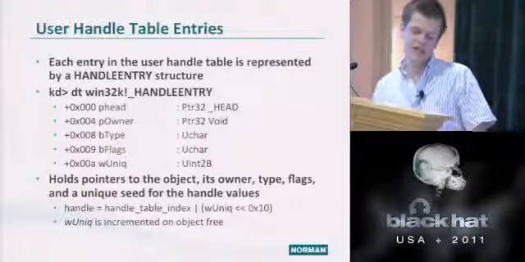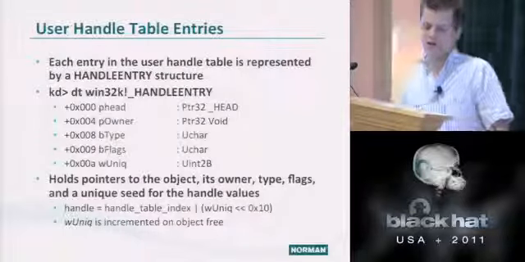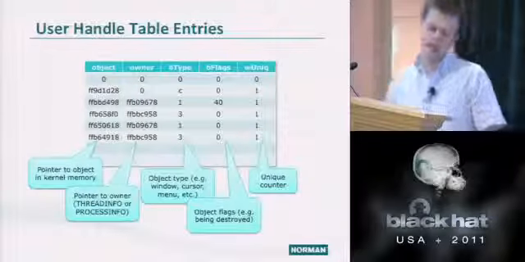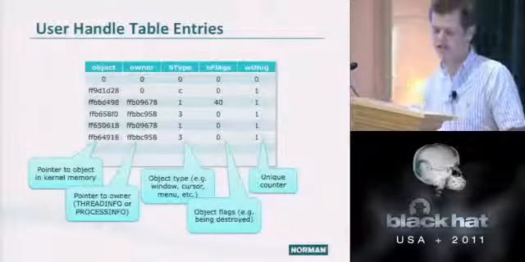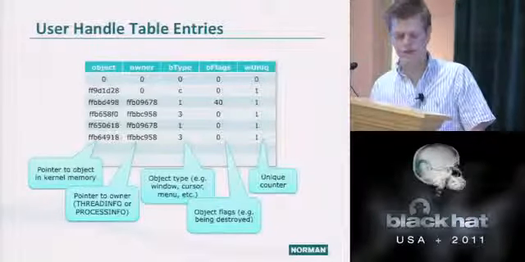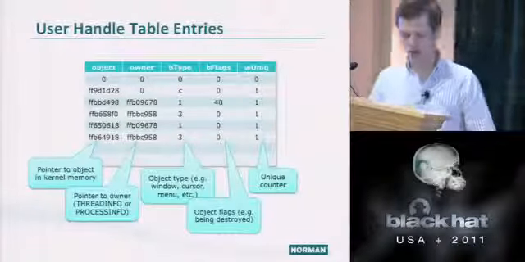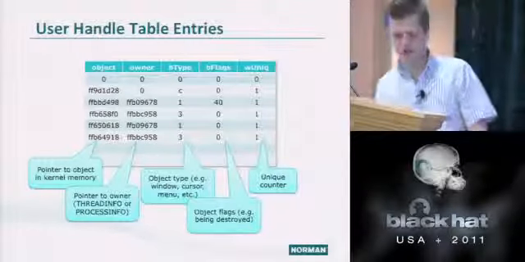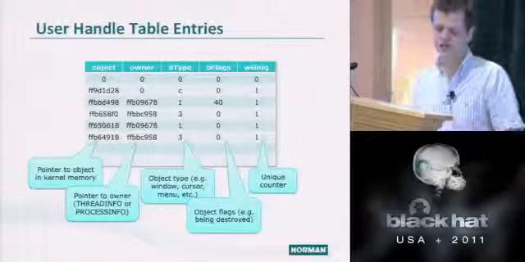And the way they do this is that they increment the seed on each free of the object or the handle table entry. This doesn't really work because the unique counter is only 16 bits, so you could easily wrap it in a few tries. So this is basically how that looks. You have the pointer to the kernel memory, or the object in the kernel memory, the one to the owner, the object type, and destroyed flags, and you can easily dump this from user mode.